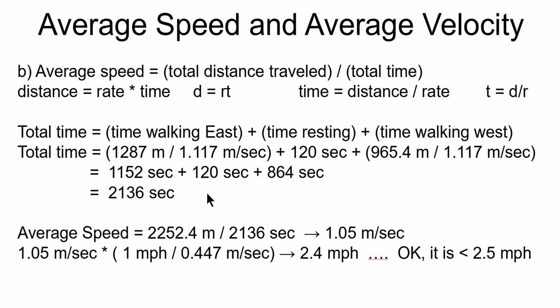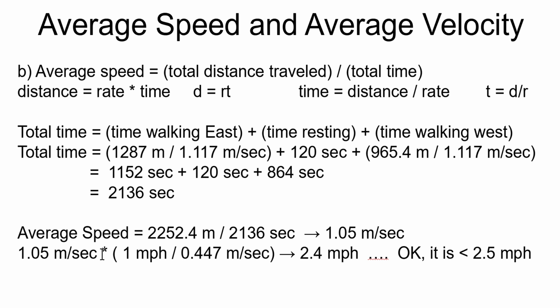And again, you should pause the video. Check this out on your calculator. Average speed is total distance divided by total time. I come up with 1.05 meters per second. I don't have a good feeling in my mind for meters per second. So I'm going to change this to miles per hour. There's a handy conversion factor, somewhat handy.